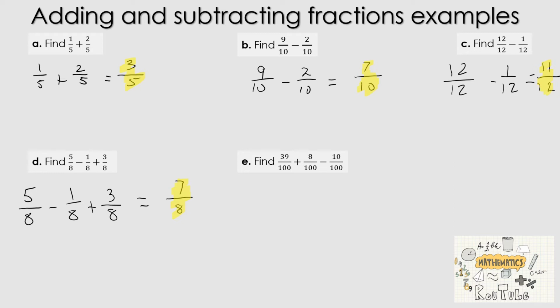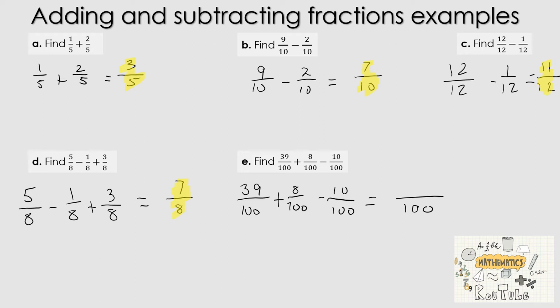We'll finish off this part by having a look at this question here. We have 39 hundredths plus 8 hundredths minus 10 hundredths. Once again, we'll just write out the question. 39 over 100 plus 8 over 100 minus 10 over 100. Once again, the denominators are the same, so we know our answer is going to be something over 100. We do the same thing we did previously, we just add and subtract the numerators.